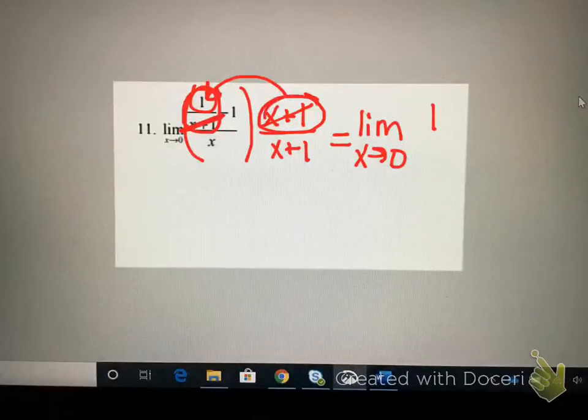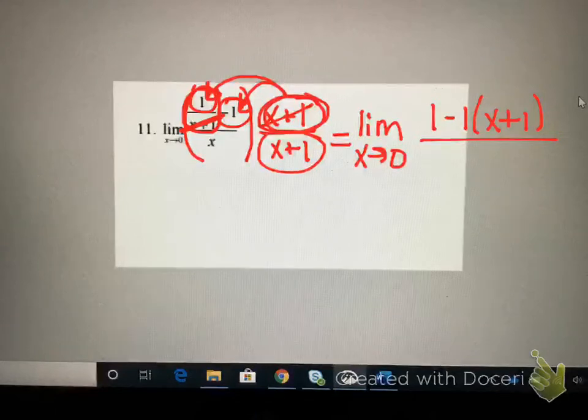But then I also have to remember to distribute this x plus 1 to that minus 1. I'm going to show it as two separate steps. Some of you are confident enough to remember to distribute without showing the step. I'm actually going to write it out. That negative 1 needs to multiply to the x plus 1. And then I also need to take this x plus 1 and multiply it to the denominator. I'm going to leave this one in factored form.